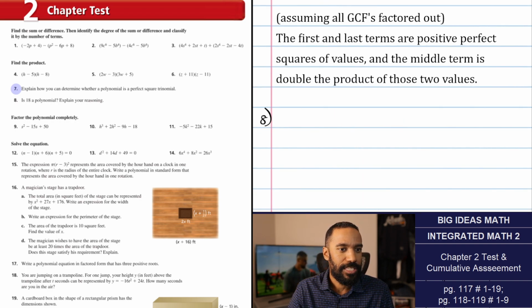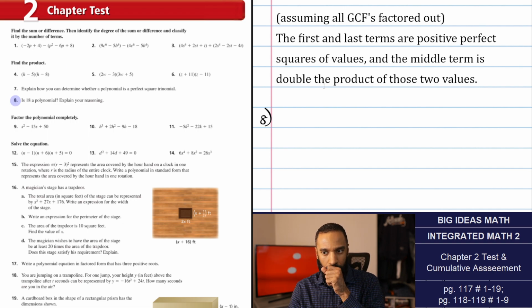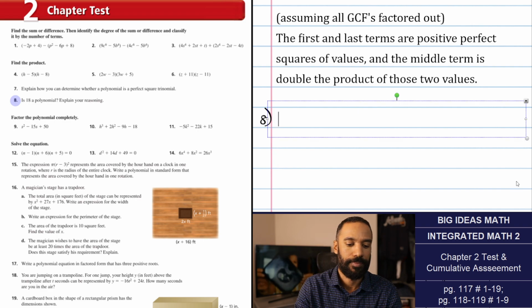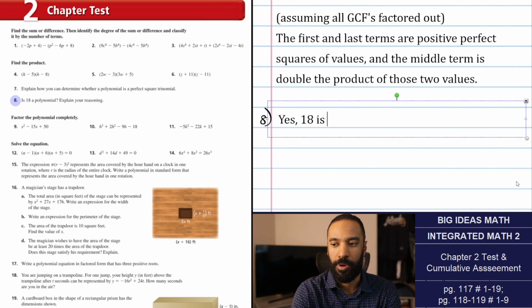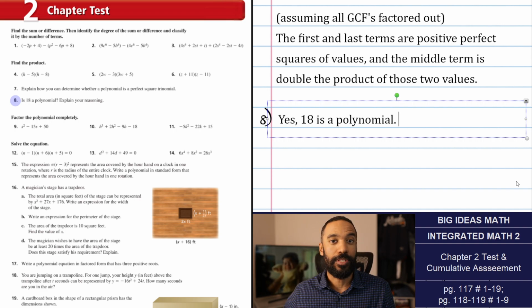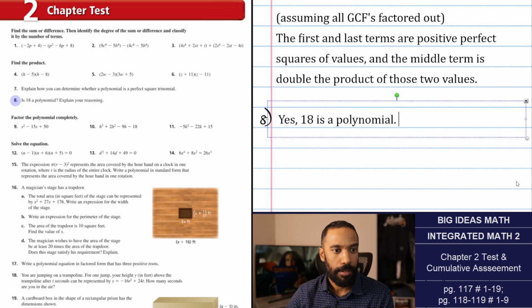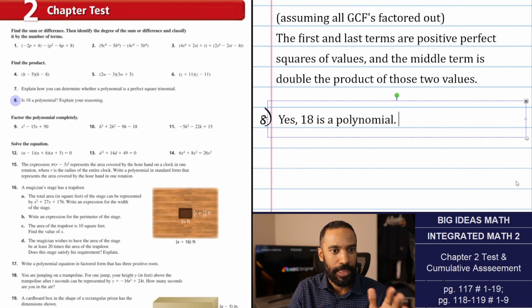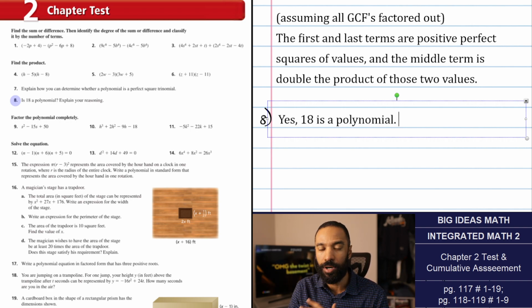Number 8, is 18 a polynomial? Explain your reasoning. The number 18. Yes. So I'll type out why, and I'll kind of get into it. Yes, 18 is a polynomial. Now here's why. Besides the fact that I would see a constant appear in polynomials, if you look at number 1 right now, we had 4 and we had 8 in things that we were talking about with regard to polynomials, and 4 minus 8 was negative 4. Constants can exist in polynomials, but why?